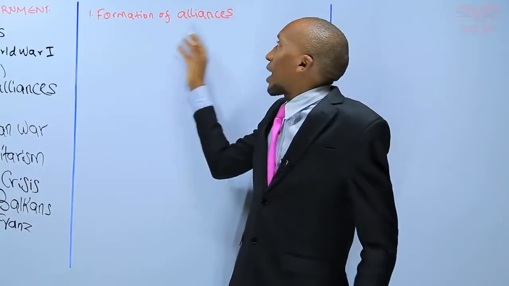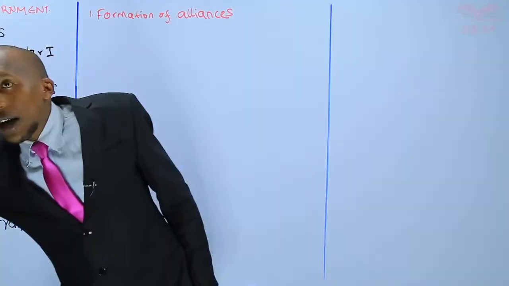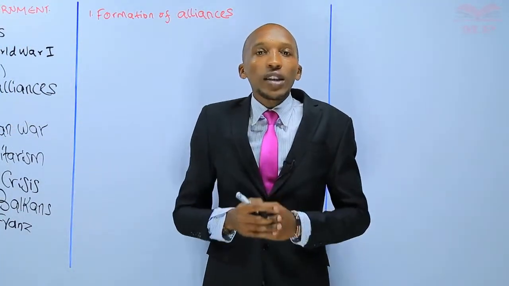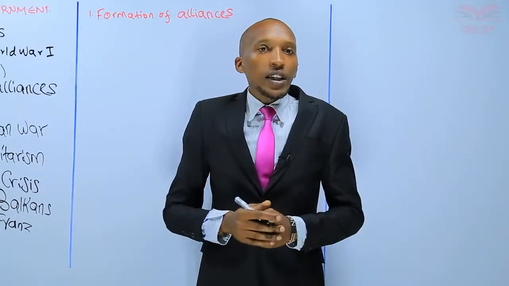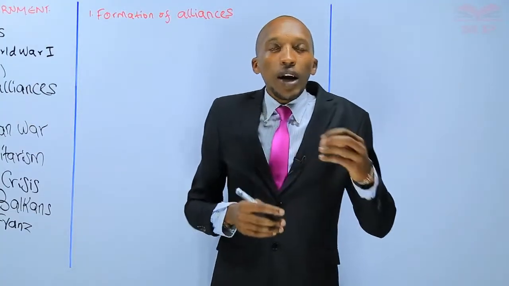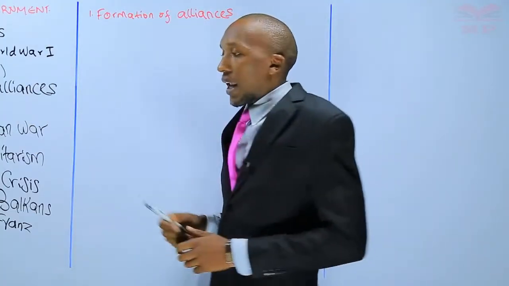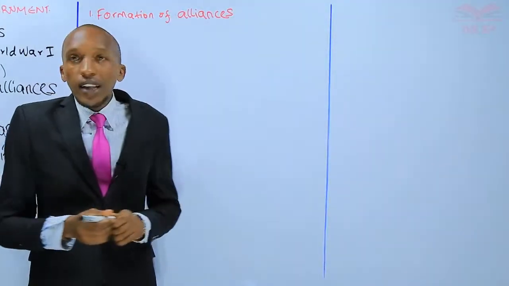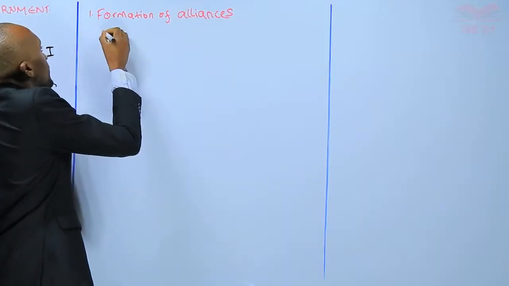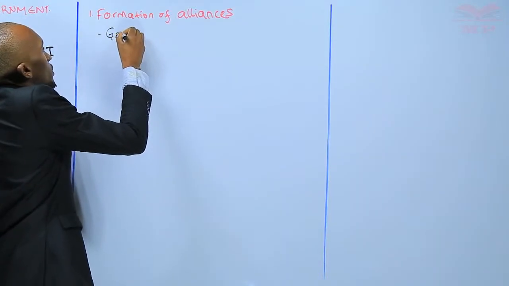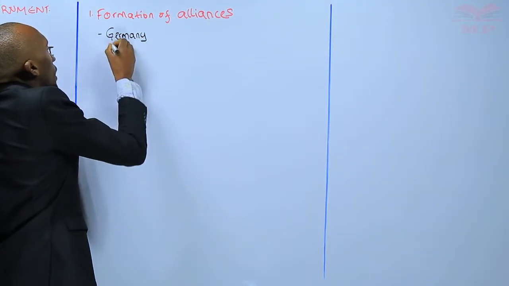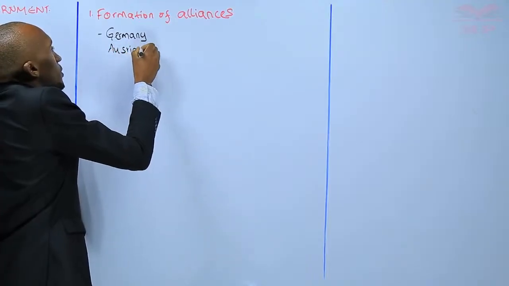So when you talk of an alliance, we are saying there were different countries that came together to form an alliance so that they can benefit from one another. If one country needed help, the other country could come and stand with them. So which are these alliances that were made? The first alliance that we are going to look at was between Germany, which came together with Austria-Hungary.